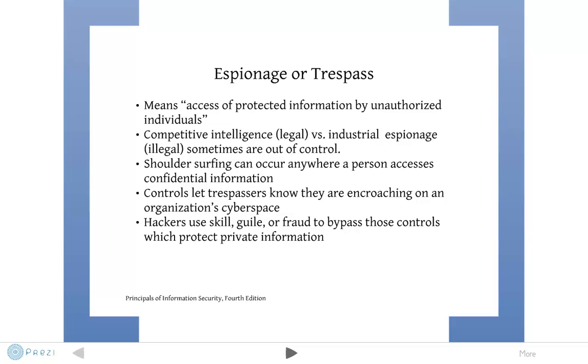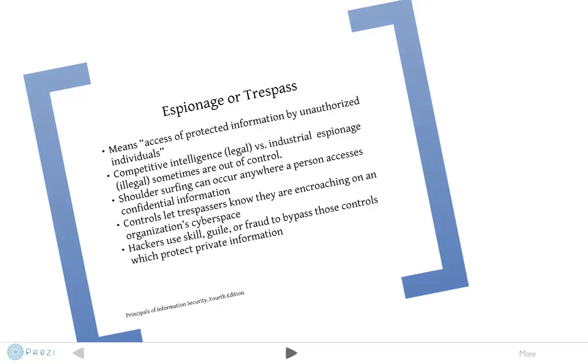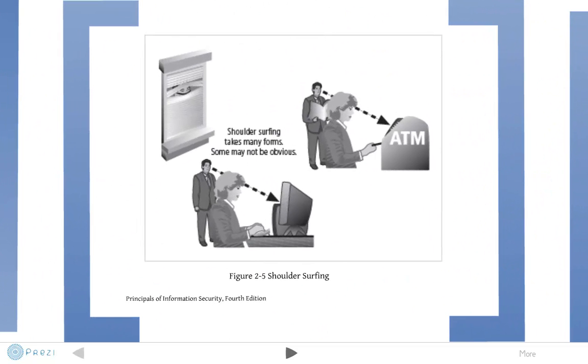If you put the sign down, then you can reasonably expect that you communicated where the perimeter is. Hackers use skill, guile, or fraud to bypass those controls which protect private information. So that we're going to discuss as we go forward. An example of shoulder surfing. This does not have to be shoulder surfing. It could be a camera, right? Even from a distance, that's actually collecting some of that information.